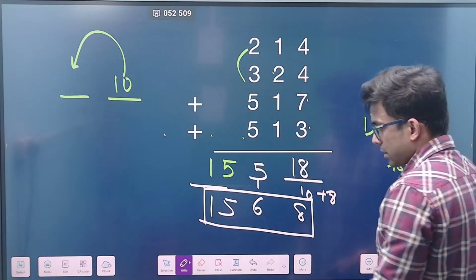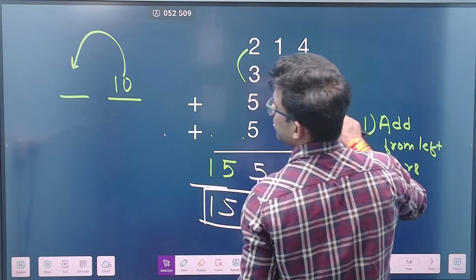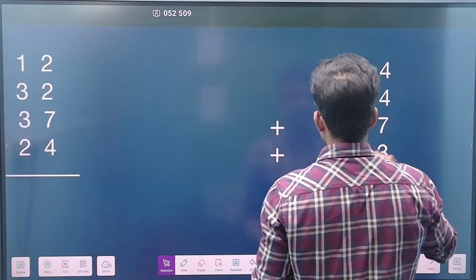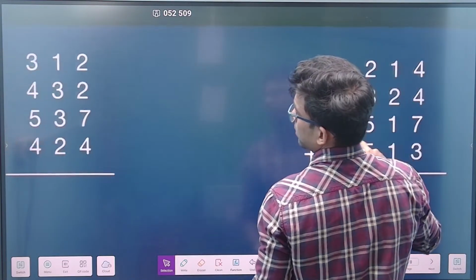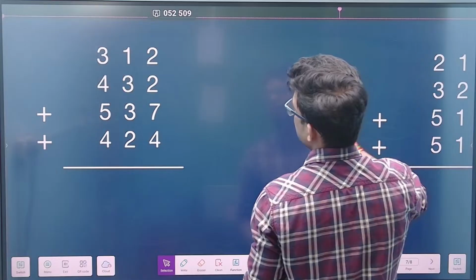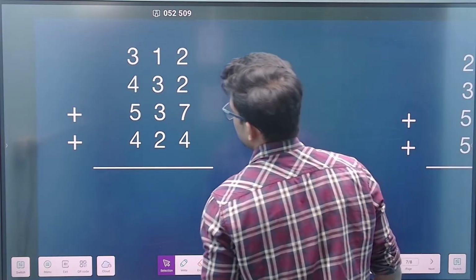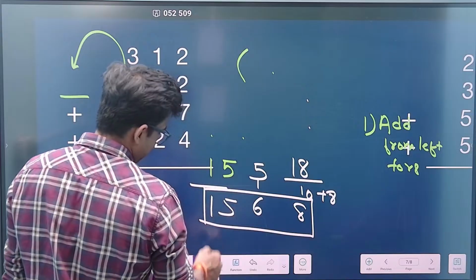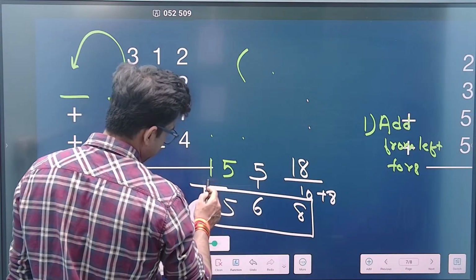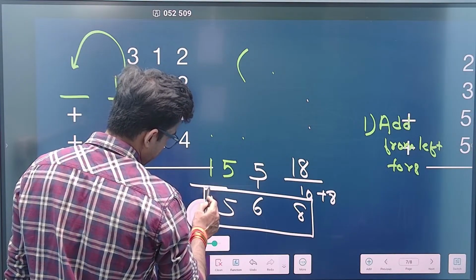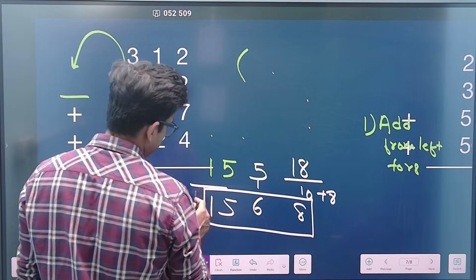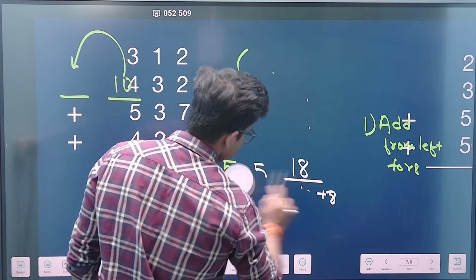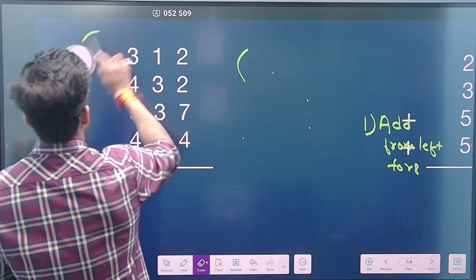Let me show you one more, so that you will say, okay, this is very nice. So this is the question, right? I hope this is visible. Let me erase this. So this is my question.